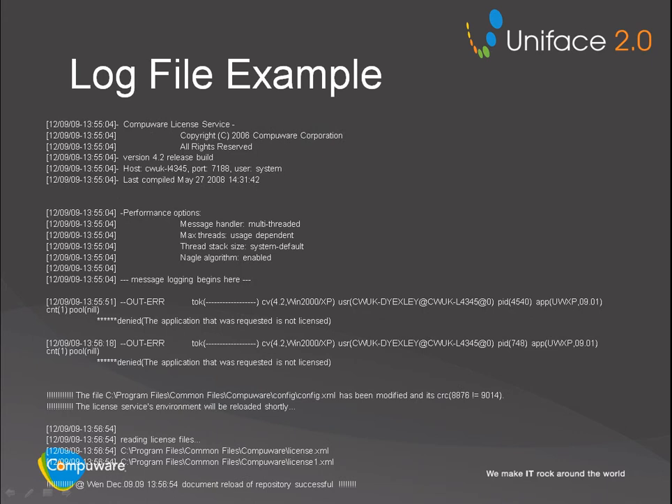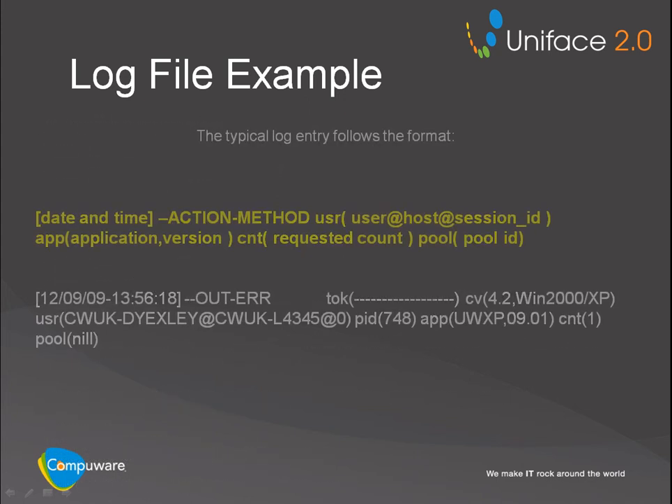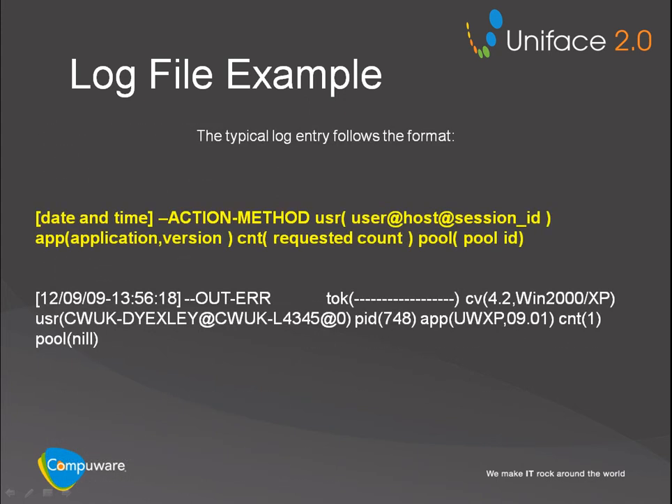The license manager produces a log file in the logging directory, which is located in the root directory of the license service. The log file contains entries for license requests, license denials and license timeouts, borrow transactions, security errors and service termination causes. A typical log entry follows a certain format, referring to the date and time, the action method, a reference to the user, an application, a requested count and a pull ID.